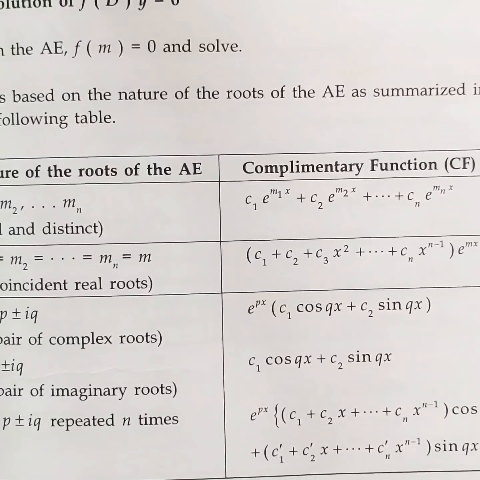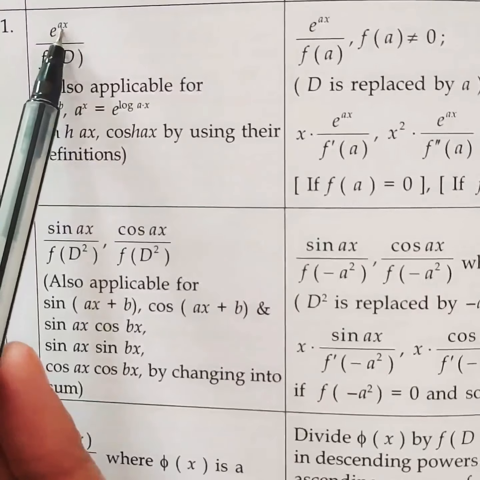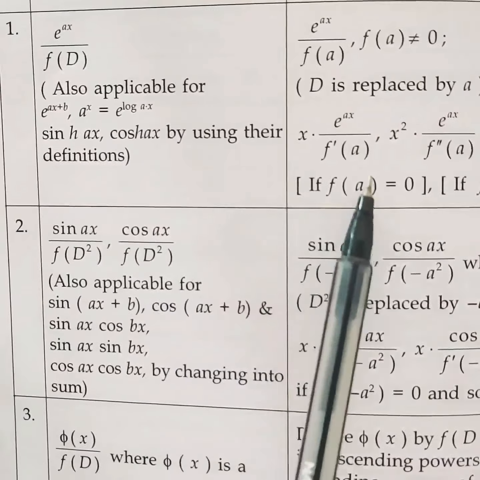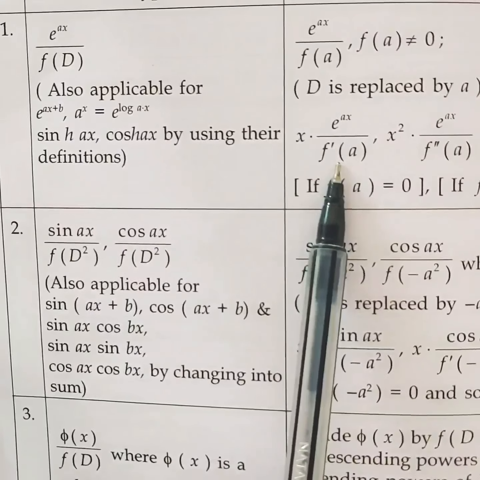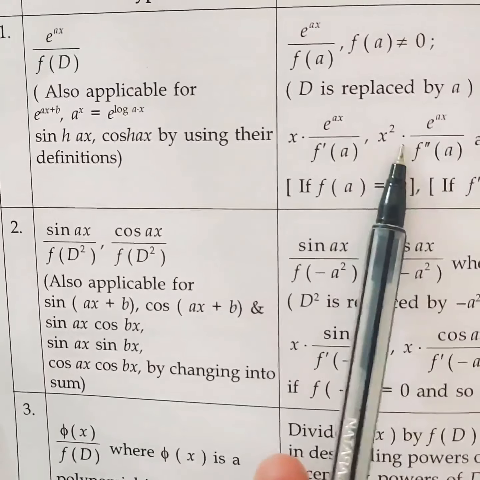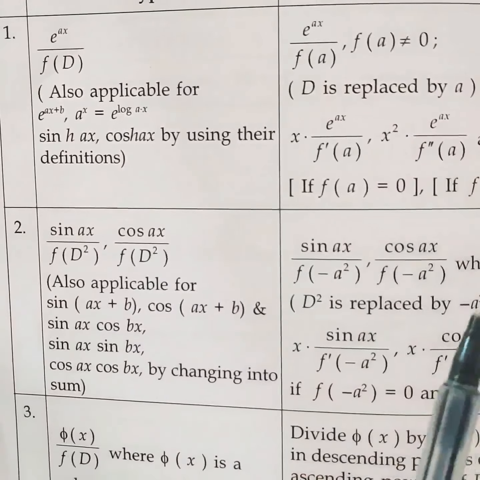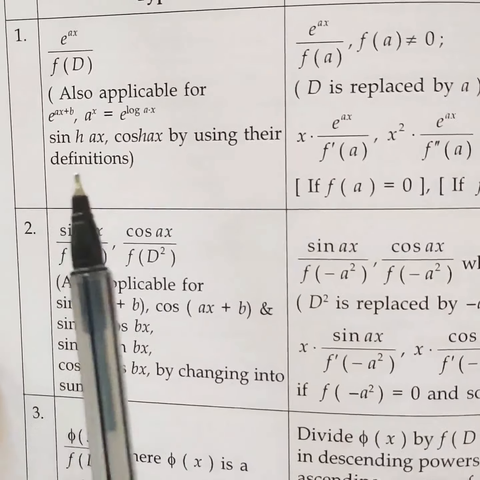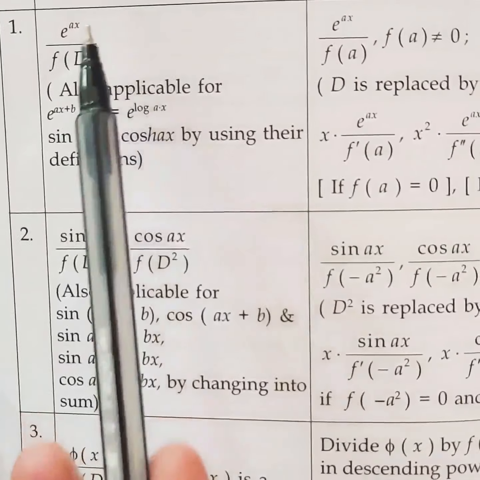Now particular integral. Remember we did one problem in this, e power ax by f of t. So what is that coefficient? I will apply it in the denominator. If the denominator becomes 0, then in that case I will multiply with x, differentiate the denominator once, and then I will substitute. In case again the denominator is becoming 0, I will write x square e power ax by f double dash of a, again I will substitute. Okay, so this is the procedure. Even in case you get sine hyperbolic or cos hyperbolic, you can change it to e power ax. So we have seen one problem in this format.